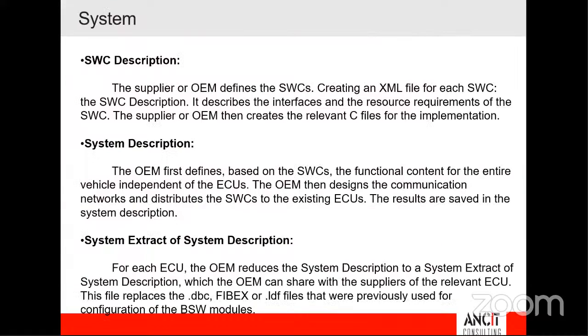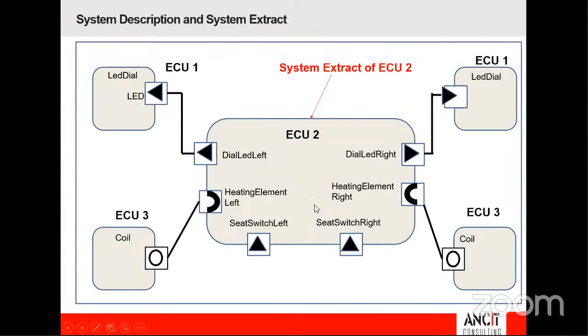So the next step is once you have the application software components, let's say, for example, here in our use case, we use the same example that's used in our AUTOSAR 4.3.1 architecture, which is the seat heating element example. So if you look at this particular example, we have, say, one application software component, which is your heating controller, and we have an LED dial, which could be another application software component, another LED dial for the right hand side, another application software component. So we have 5 application software components.